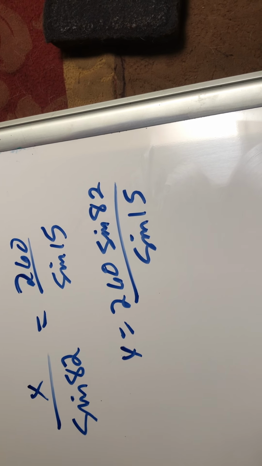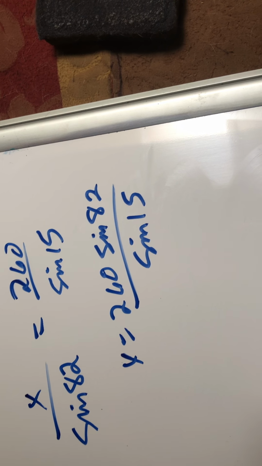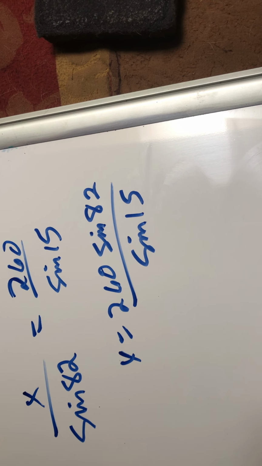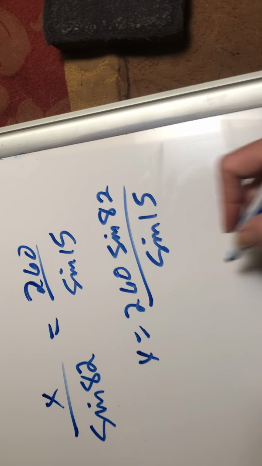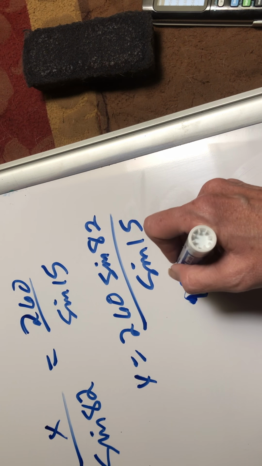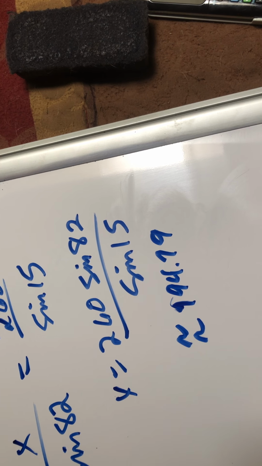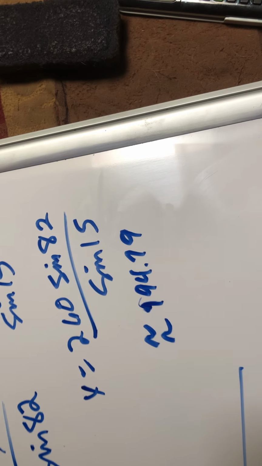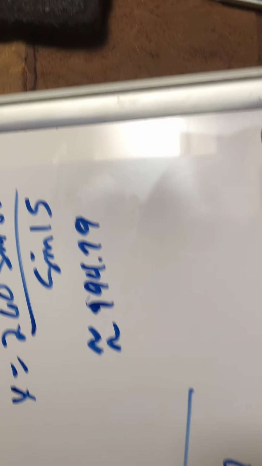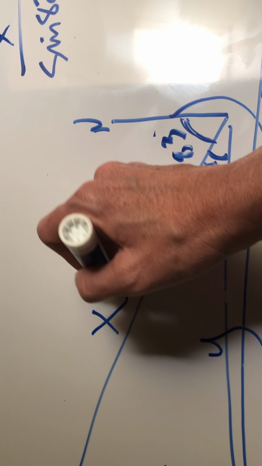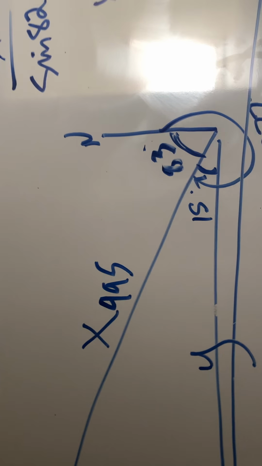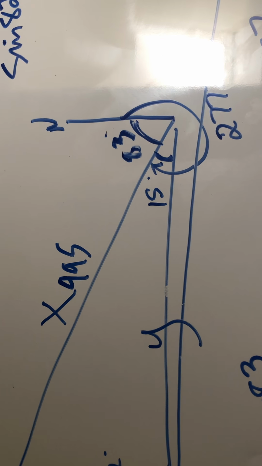So 260 sine 82, close parentheses, divided by sine 15, and you get about 994.79. And we are rounding to the nearest integer. So I'm going to round that. This is x, so it's 995. We've got to find y, and then we've got to add them up.